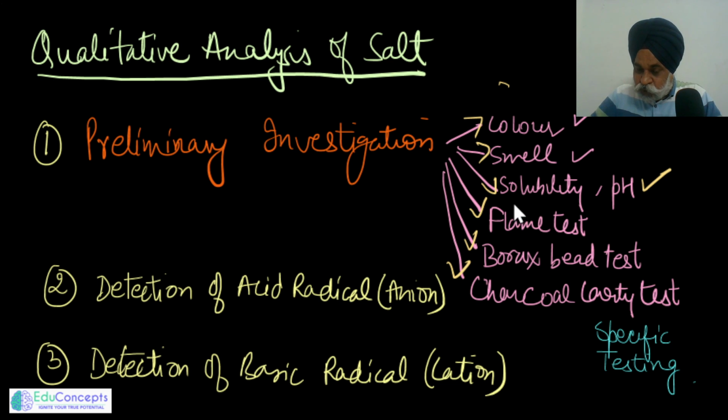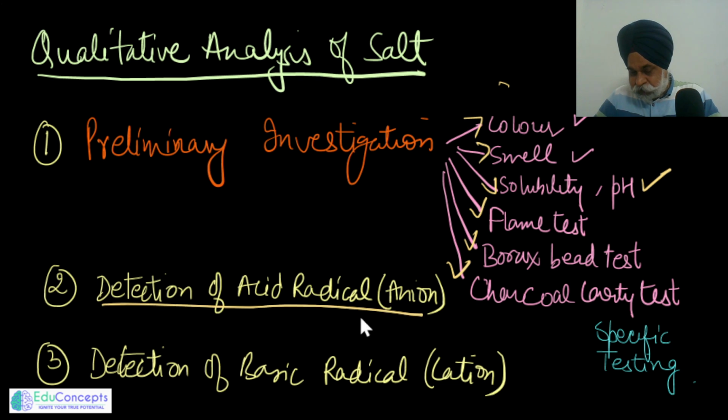First, we want to explain the things with a more logical aspect. So first, we want to do the detection of anion radicals, the negative anionic species of the salt, and how we can distinguish or segregate them among the different anions. Here we have to use the wet test. Wet test means we will be doing the system in an aqueous medium. Then we do the detection of basic radicals.